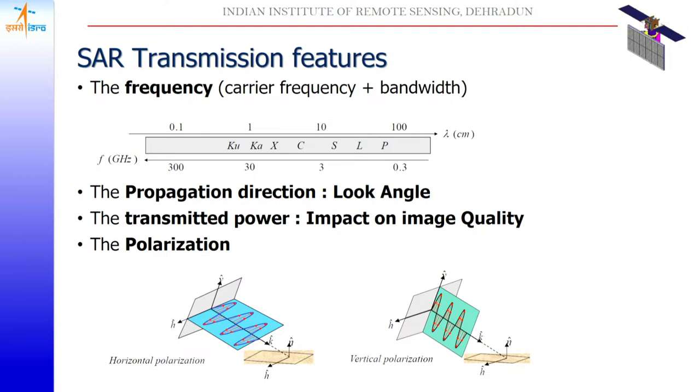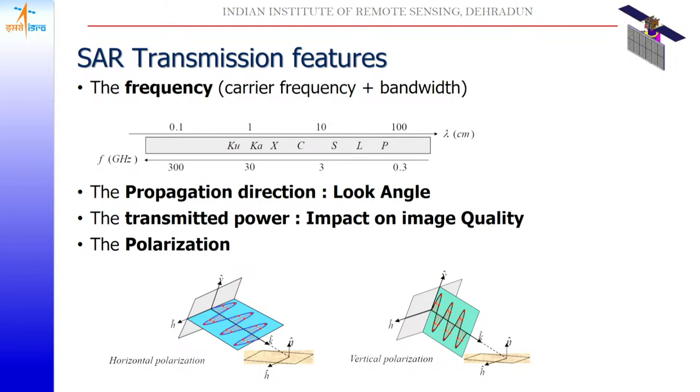So as I told you, the SAR is an active sensor. Active sensor means it has its own illumination. So SAR or radar will send electromagnetic radiation in the microwave region, but in optical remote sensing we have the passive sensor, meaning it depends on the sun's energy. But SAR is an active sensor, so it can transmit electromagnetic radiation in the microwave region.